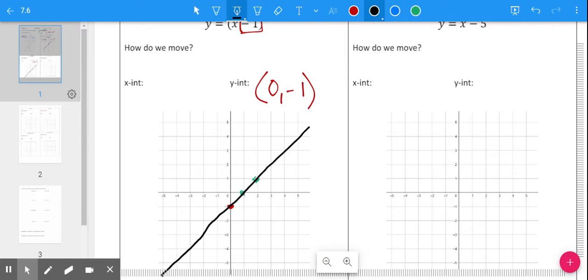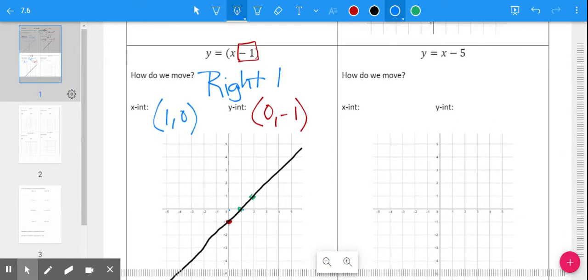But because the change is inside of the parentheses, we want to look at how it's affecting the x values. So our parent function goes through the origin, whereas this line goes through (1, 0) on the x-axis. So therefore, that line was shifted right 1. So again, in the parentheses affects your inputs. And we talk about left and right because like your inputs, that's how your x values change, from left to right on its axis.